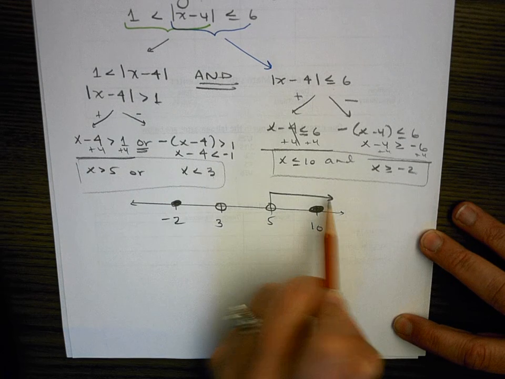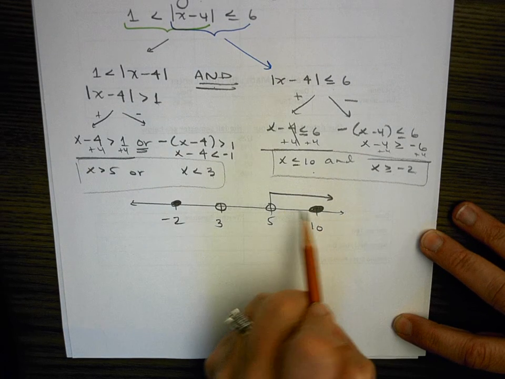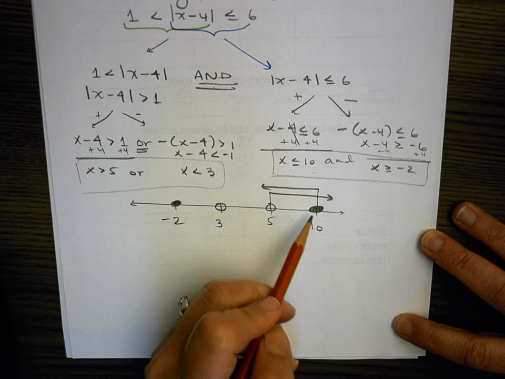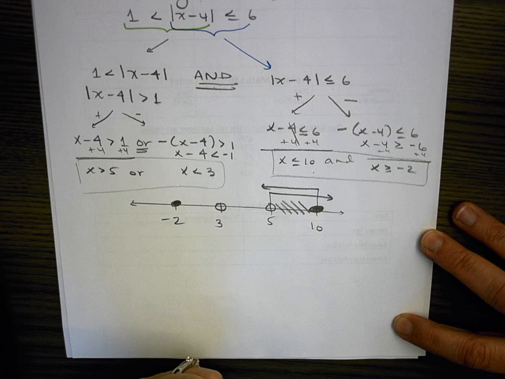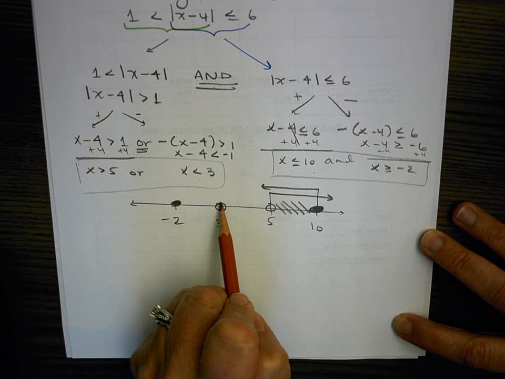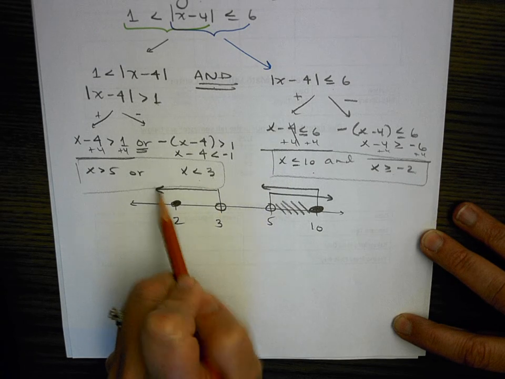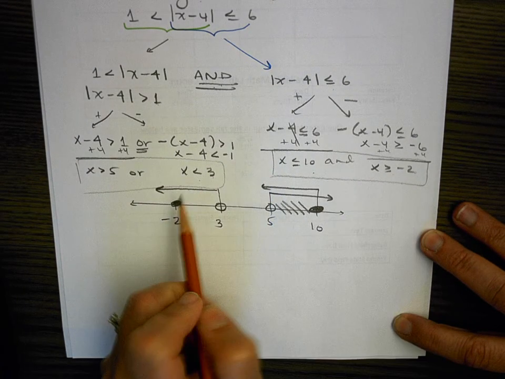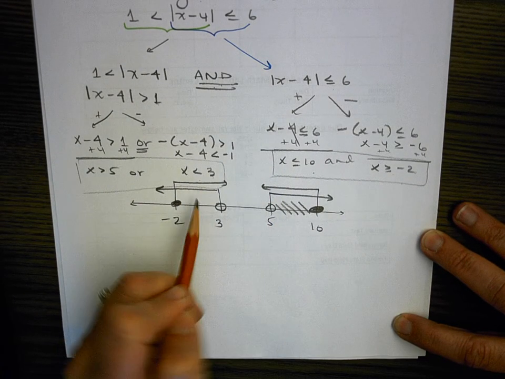And it has to be less than or equal to 10. So that would be this section right here. So, or x has to be less than 3, and x has to be greater than or equal to negative 2. So that would be this section here.